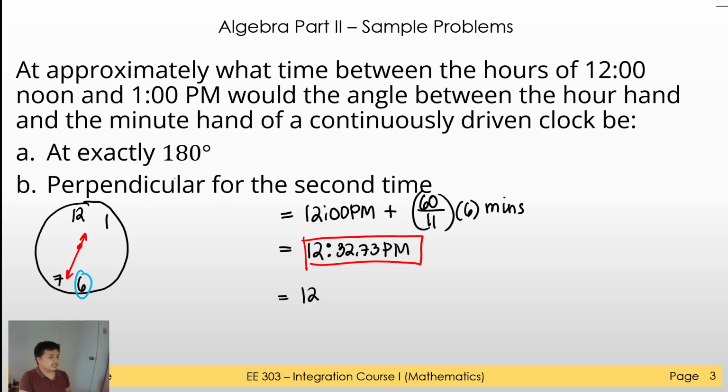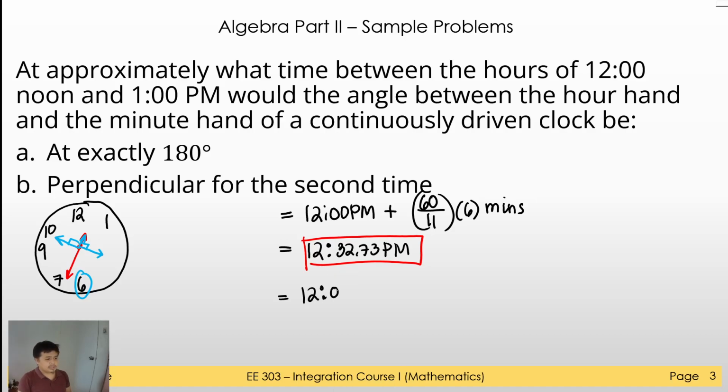For letter B, what is that scenario? The scenario there is when will it be perpendicular for the second time? For the first time, if this is the hour hand and this is the minute hand, this is the first time it will be 90 degrees. After a while, the minute hand will be in this portion. Which portion will the minute hand be pointing towards? This will be between 9 and 10. So you can see the diagram.